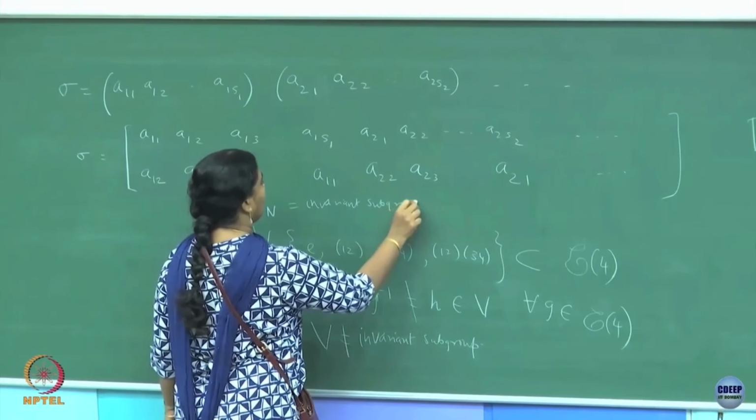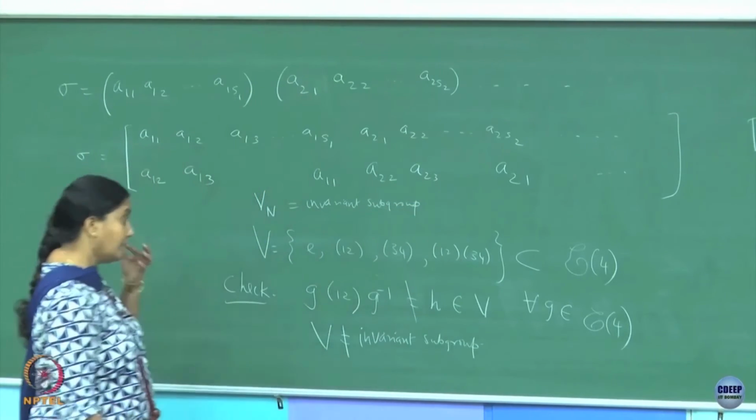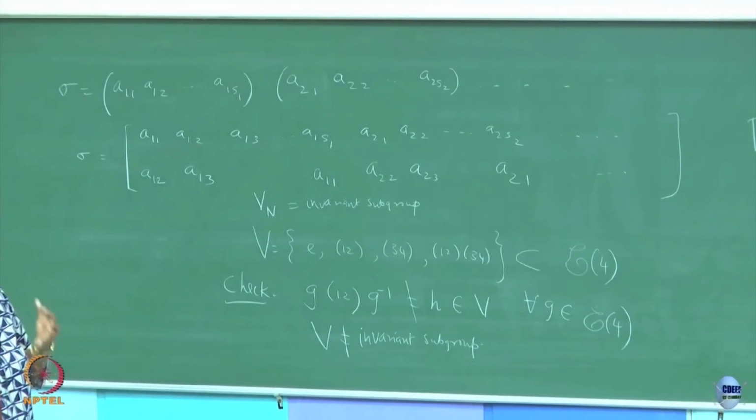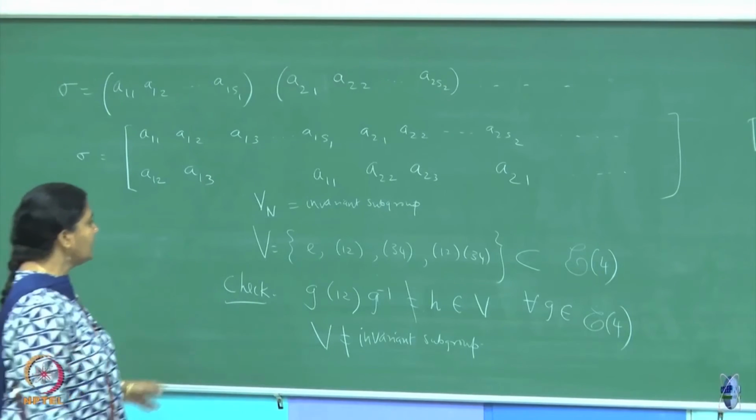By the way, does Vn belong to the alternating group or no? What elements does Vn have?